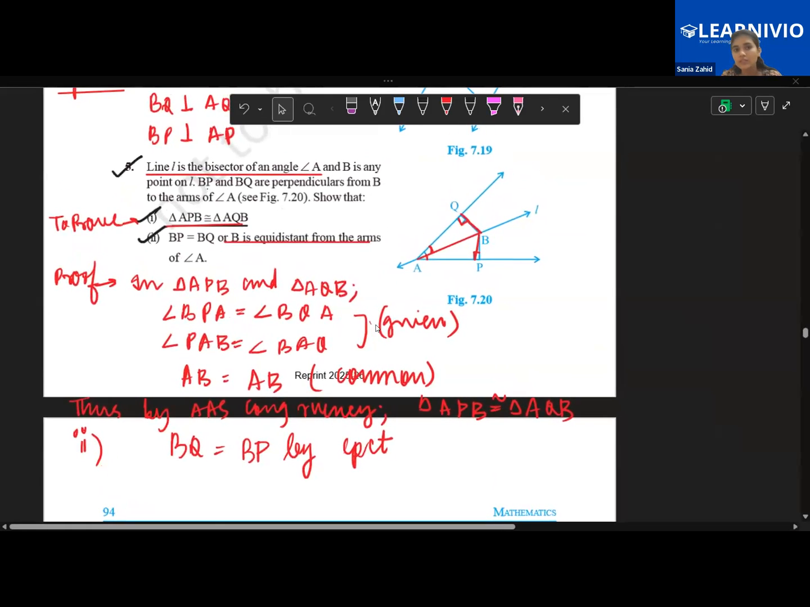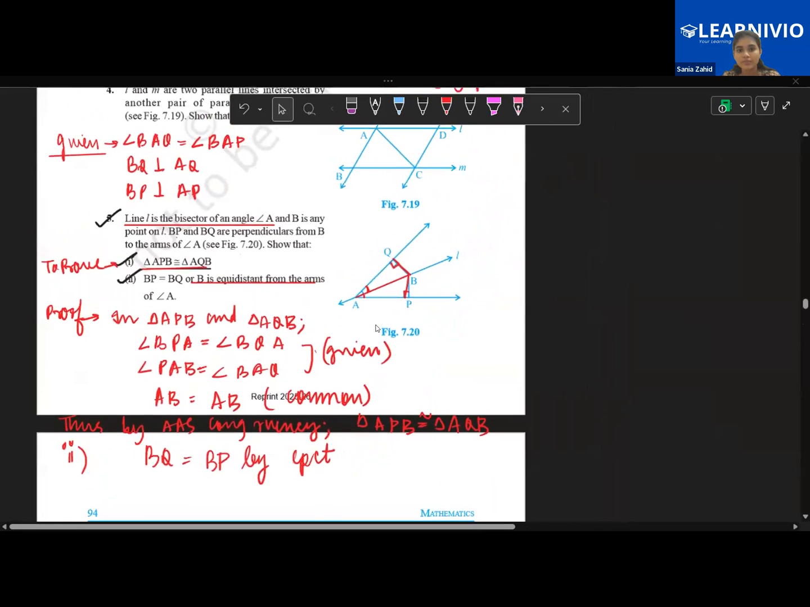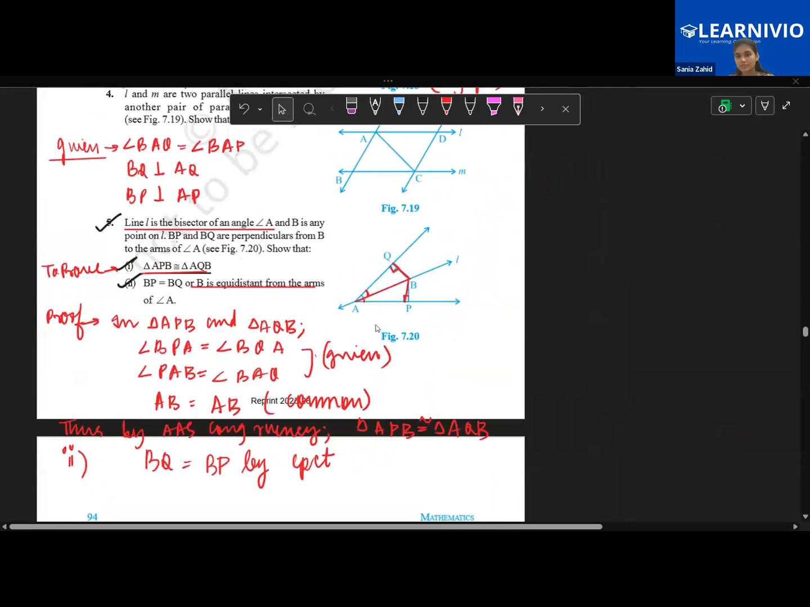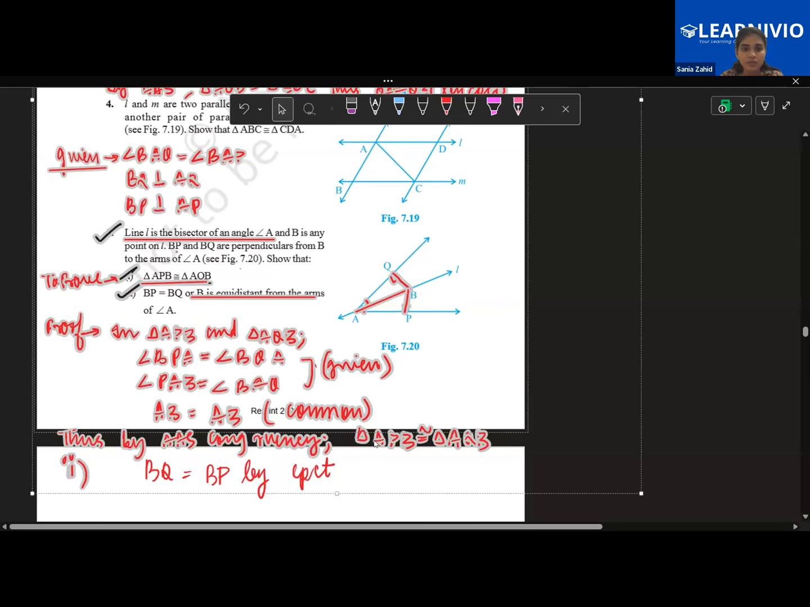That's it. And any doubt in the fifth one? No, ma'am. Take a screenshot if you want. Done. Children, shall I move ahead? Yes, ma'am. Okay.